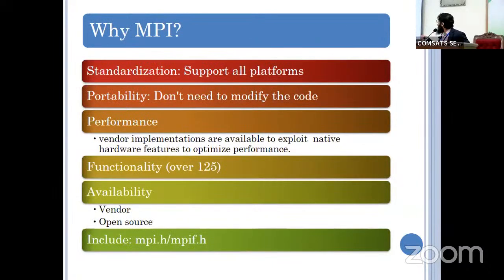MPI too. So why MPI? The question is why we should use MPI: because it is a standard. It supports all the platforms, and it is portable, so you don't need to modify the code. You have the same code that can run on your Linux, Mac, or Windows systems. And we have over 125 functionalities available only in the MPI 1 standard. So whatever you think you need, you read the manual and make a call. You don't need to rewrite the entire code. You just need to make some calls.